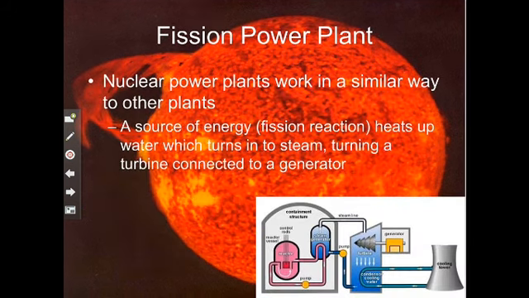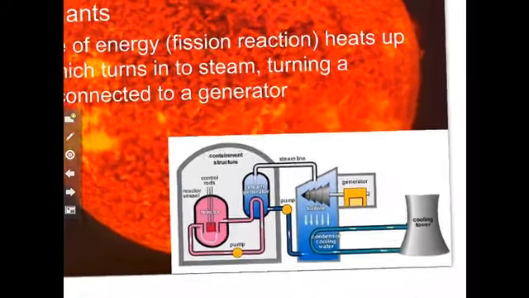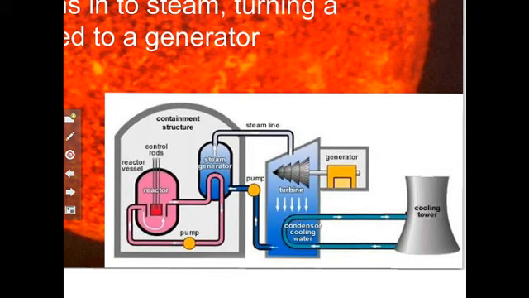Our nuclear power plants really work in a very similar way to our coal-fired or natural gas or any of our fossil fuel power plants. You have some source of energy. In this case, it's the fission reaction, which heats up water. The water turns to steam, and that steam turns a turbine. Now, one of the big differences here is that in a nuclear reactor, we have to have two separate water systems.